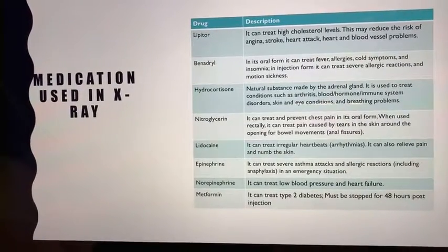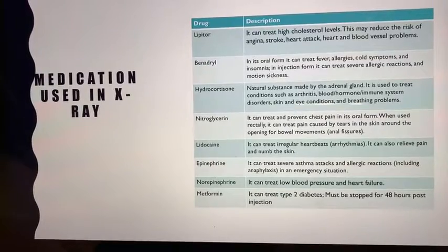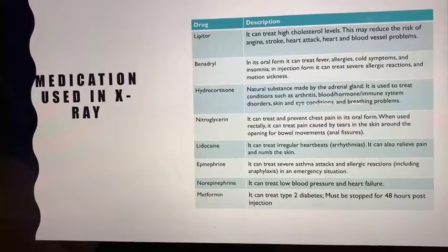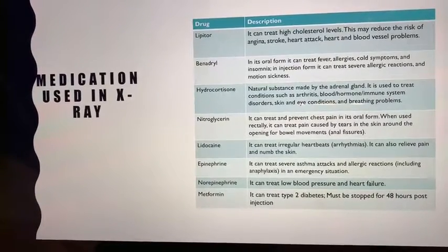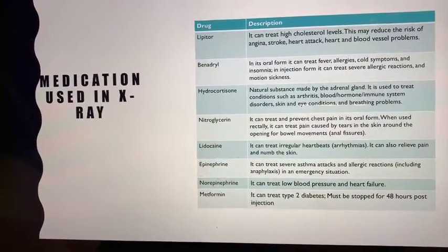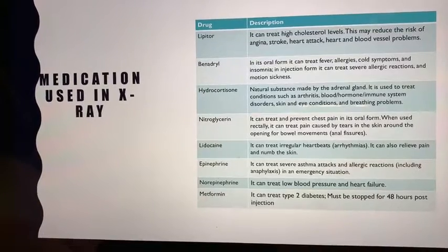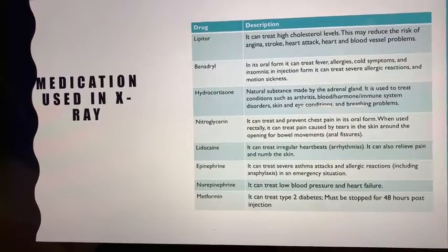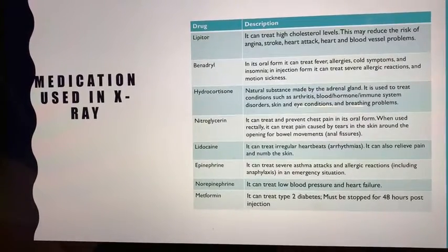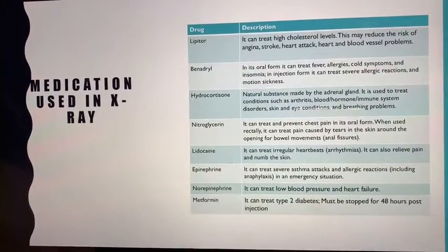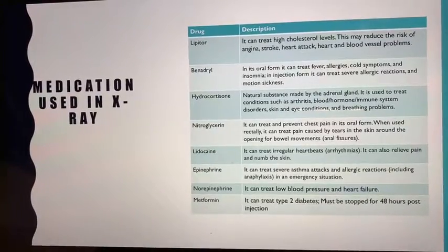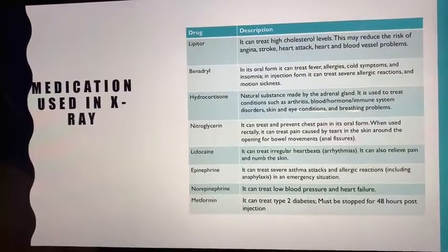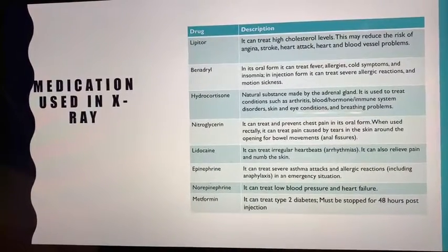We also use Benadryl. In its oral form, it can treat fever, allergies, cold symptoms, and insomnia. In injection form, it can treat severe allergic reactions and motion sickness. Hydrocortisone. It's a natural substance made by the adrenal gland. It is used to treat conditions such as arthritis, blood, hormone, immune system disorders, skin and eye conditions, and breathing problems.